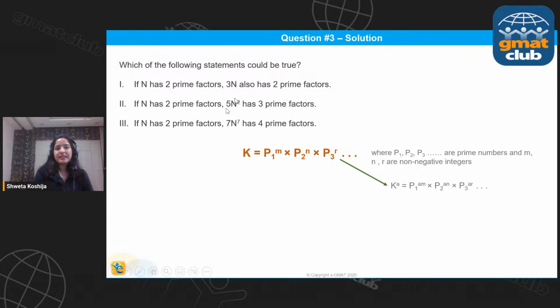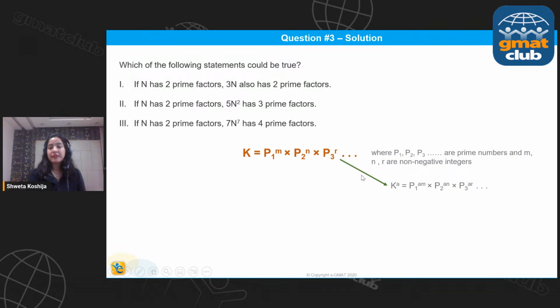Now think about it. If you look at these three statements that I have, there are two things that I have done to number n. One thing that I've done is I've multiplied something to it, so it has become 3n or 5 times or 7 times. Second thing that I've done is I've raised it to a power. Not in the first statement, but in the second one, it's n squared and n to the power 7. So I really need to understand what happens when these two operations are done. What happens when you multiply something to a number and what happens when you raise it to a certain power.